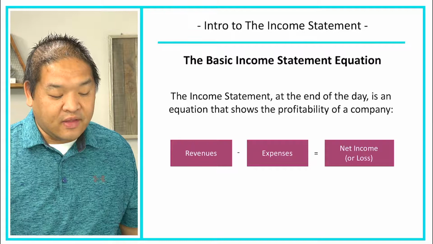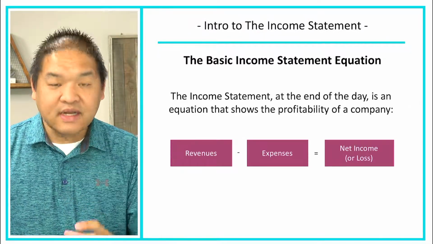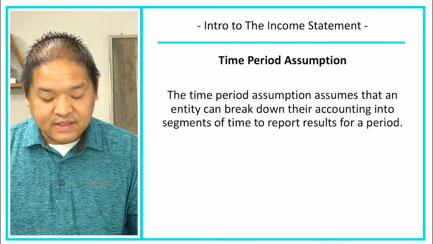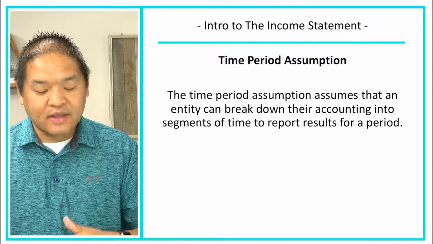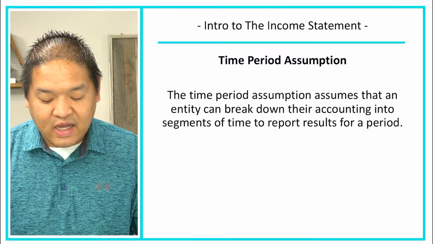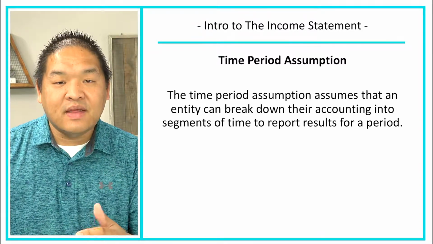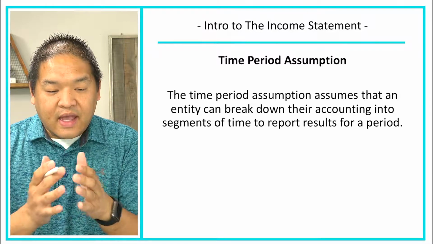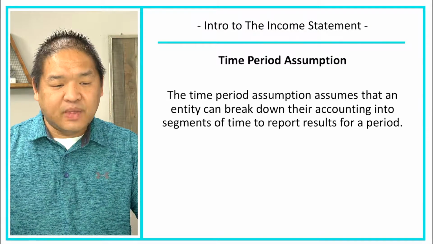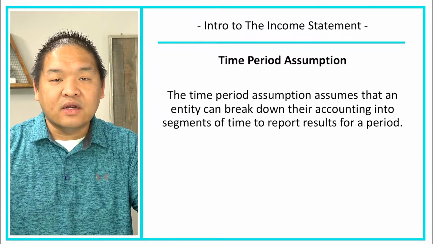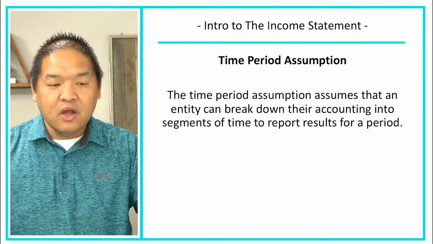Now, there's one assumption that you should know when it comes to the income statement, it's the time period assumption. The time period assumption assumes that an entity can break their accounting into segments of time to report results for a period in time. What does that mean? That means that we can take a look at a company's financial information, and we can break it into like a year, and then we can report on that year on the income statement. So when we look at an income statement for 1 year, we can actually break it.